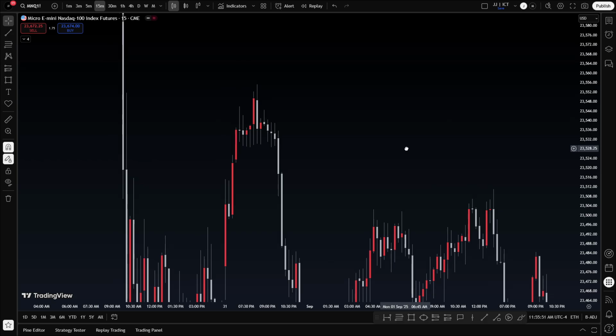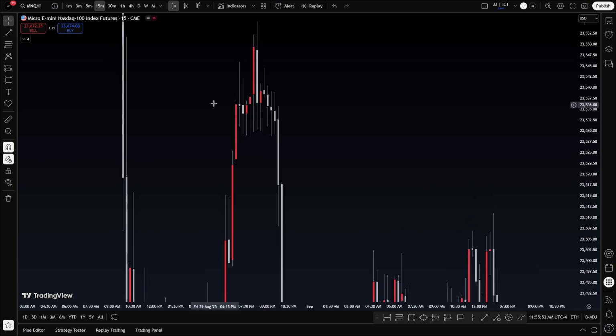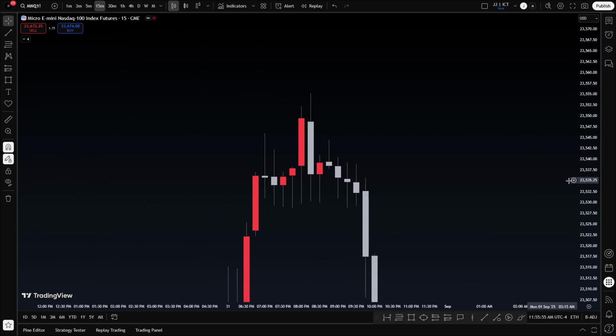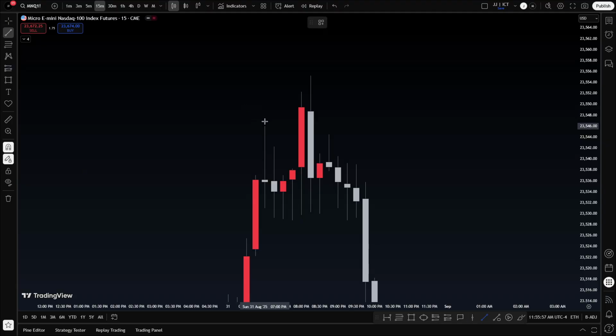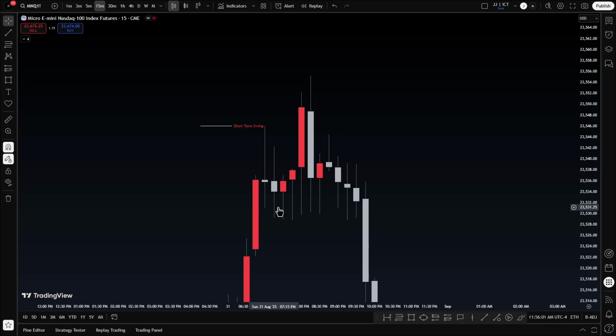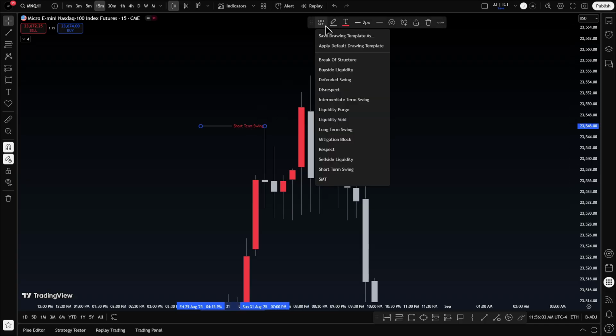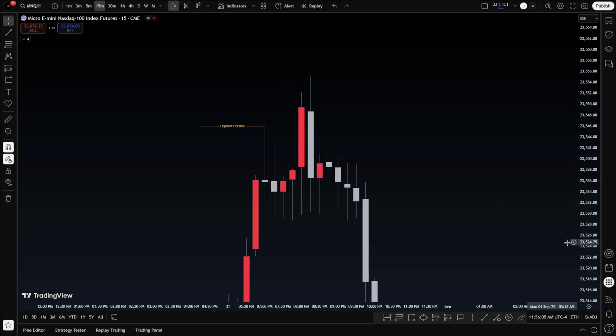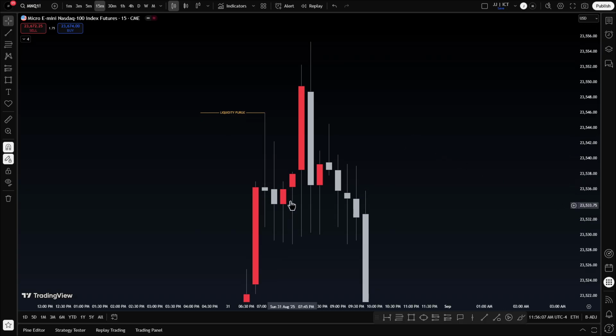Let's see here if I can find anything. Oh, yep, I do find something. Look at that. We got this short-term swing here. Price jumps above it, creating a liquidity purge. There we go. So what's the most recent swing low? Right there, before the liquidity purge.